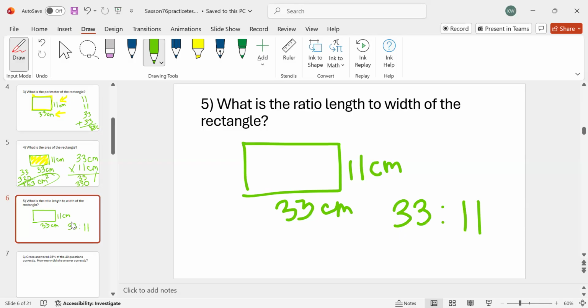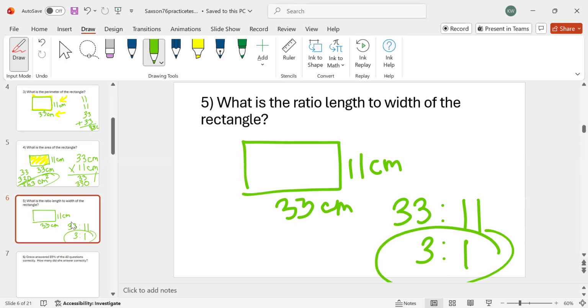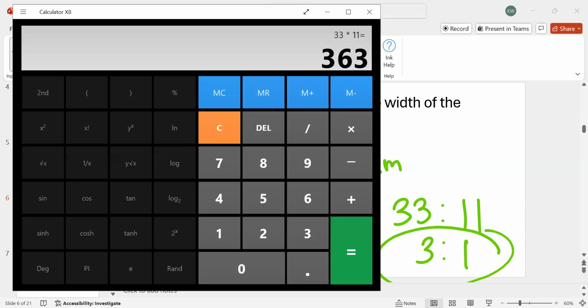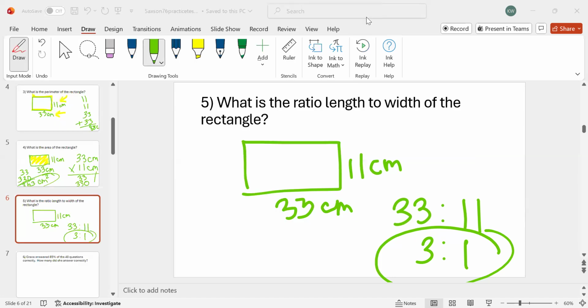So definitely we see that both of those are divisible by 11. So if we take both sides divided by 11, we get 3 to 1 is the ratio length to width of that rectangle. And we'll notice that if we had done it with a calculator and had plugged that in there, 33 divided by 11 equals 3, and 11 divided by 11 would be 1. All right, let's move on to the next problem.